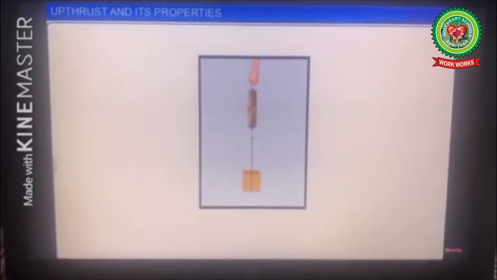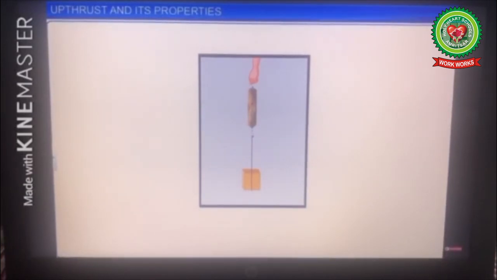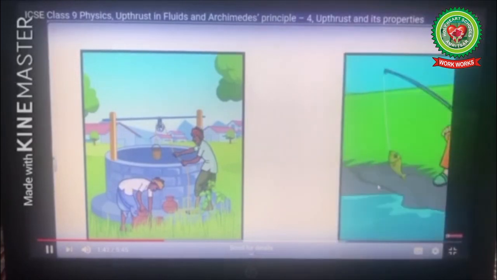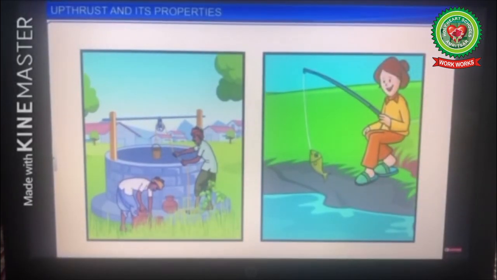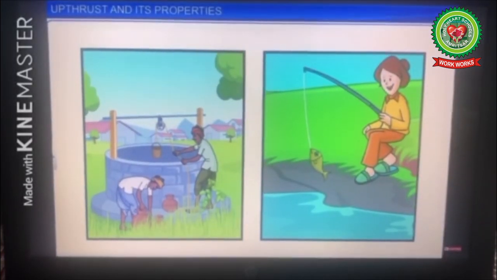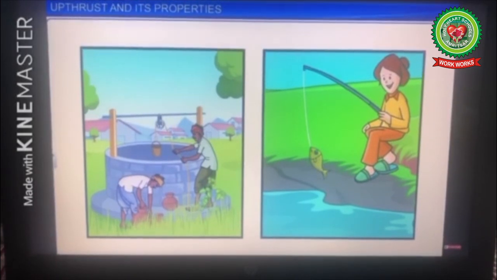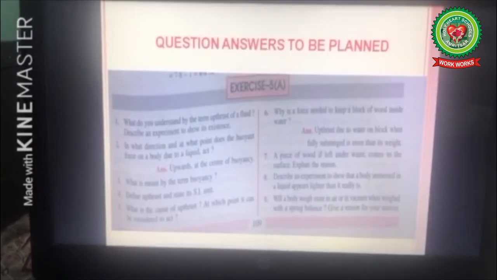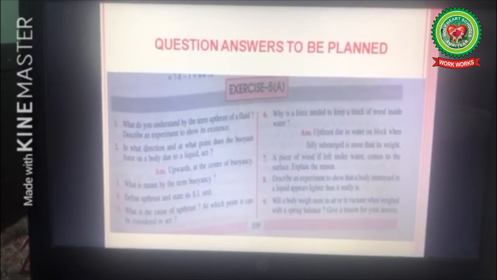Upthrust, being a force, is measured in Newton, N. Lifting a bucket of water from a well, pulling a fish out of water, and a body weighing less in the air than in vacuum are examples of the effects of upthrust. So, this was the topic of discussion for today.